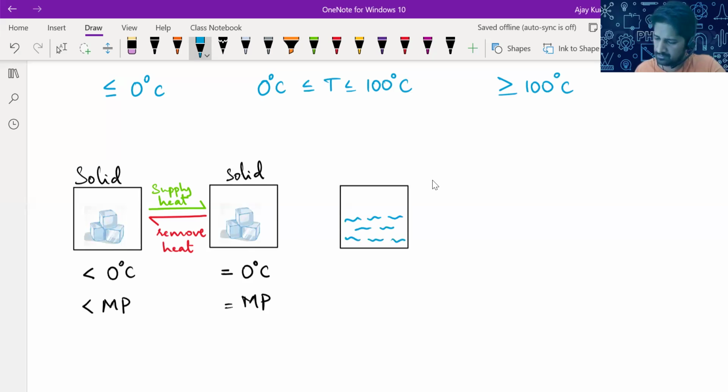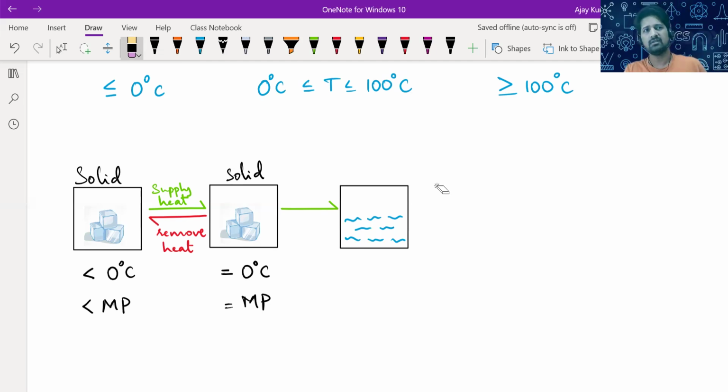Gradual conversion will happen. You will need to supply a significant amount of heat. So if you supply heat to ice which is at 0 degrees, or generally if you supply heat to a solid which is at the melting point, then without a change in temperature, it will convert to liquid. Fine. And as far as your syllabus is concerned, we will make this assumption that until the entire solid converts to liquid, no change in temperature happens.